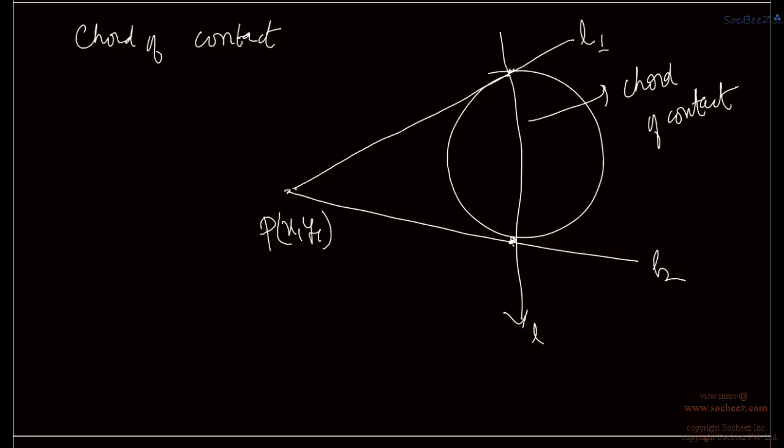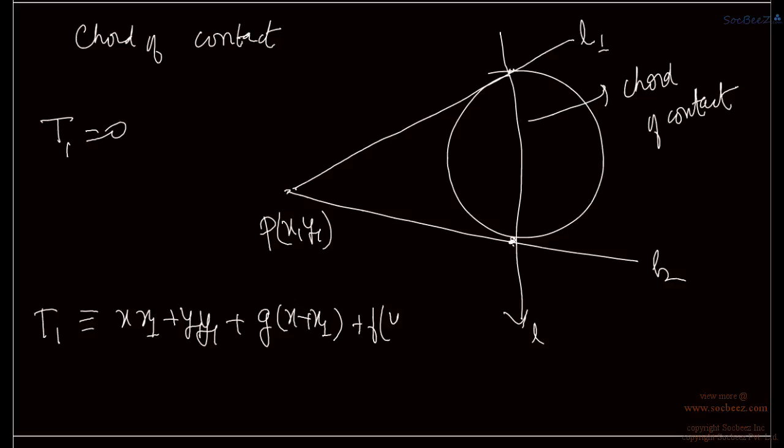The equation of the chord of contact of these tangents can be written as T1 equal to 0, where T1 is x x1 plus y y1 plus g(x plus x1) plus f(y plus y1) plus c is equal to 0. So this is the equation of this chord of contact.